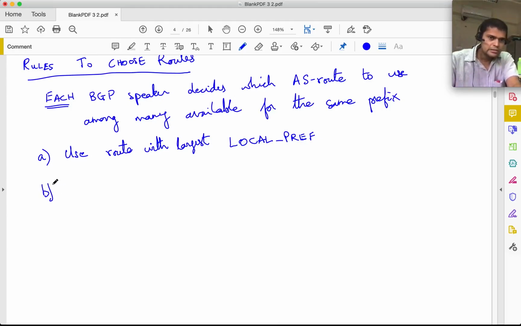So in case this doesn't choose a unique path among all the ones available. Okay, so for example, suppose no local pref was set, or just the default value was used throughout, right? So this doesn't solve the problem, and then we go to the next one. Okay. So we choose a path with the shortest AS path.